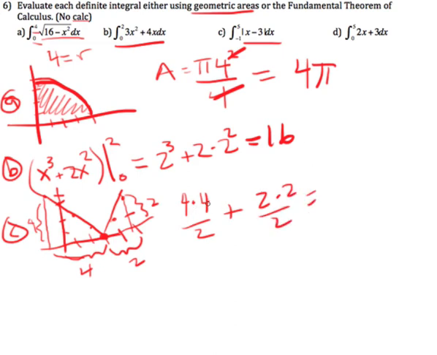Simplify that. 4 divided by 2 is 2. 2 times 4 is 8. 2 times 2 over 2 is just 2. So 8 plus 2 is 10. And that's our answer for C.